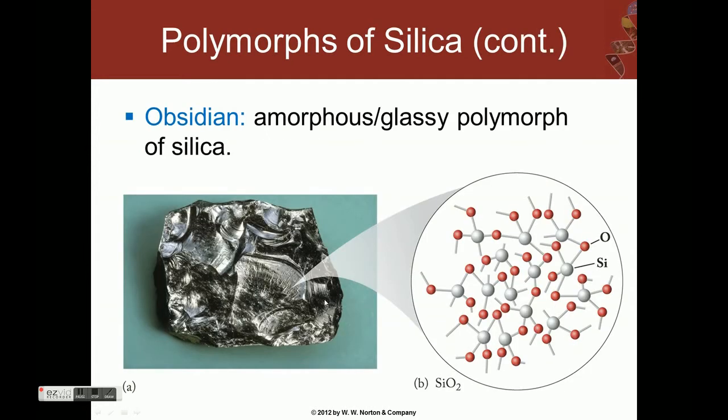Another polymorph of silica, on the other side from crystalline, is amorphous, meaning without form. This is obsidian, which is a glassy form of silica. In this case, the atoms still have the SiO2 formula, but now the bonds are disrupted, so sometimes a silicon is not connected to an oxygen atom or a silicon atom, and things are all jumbled. There's no organization in this case. This is characteristic of glasses.